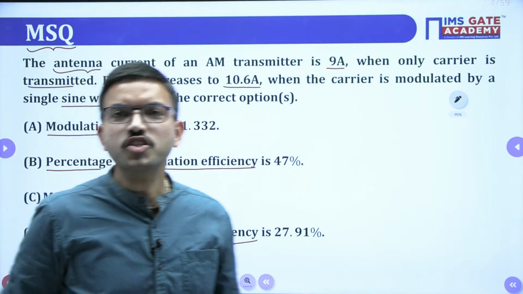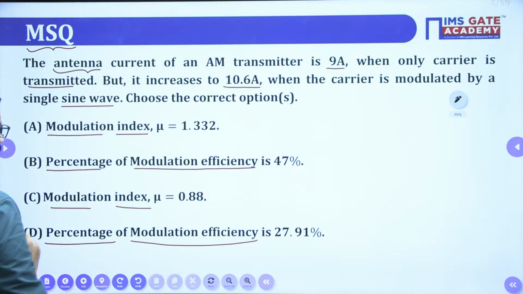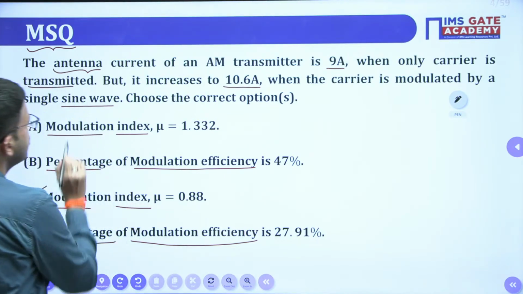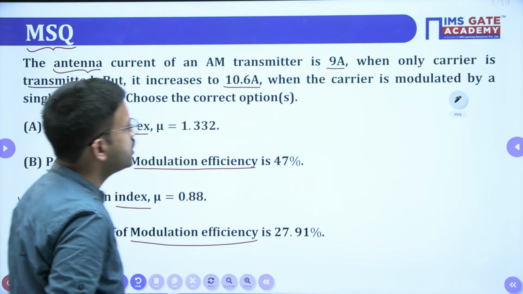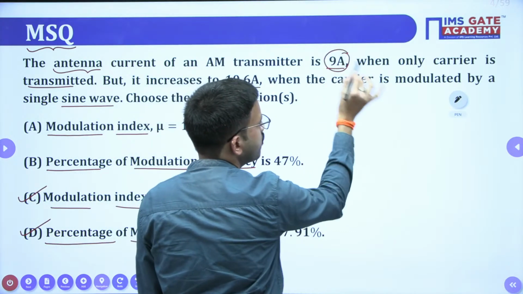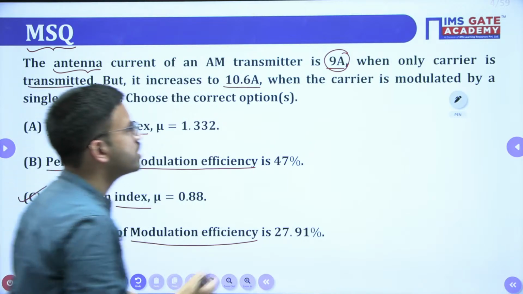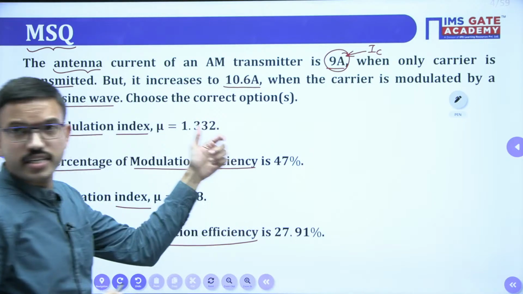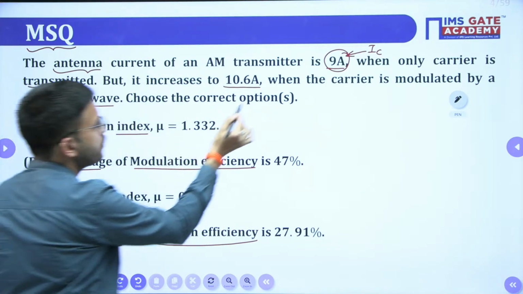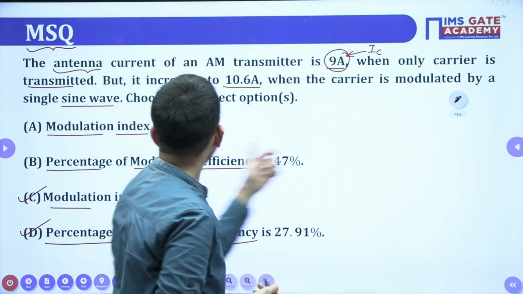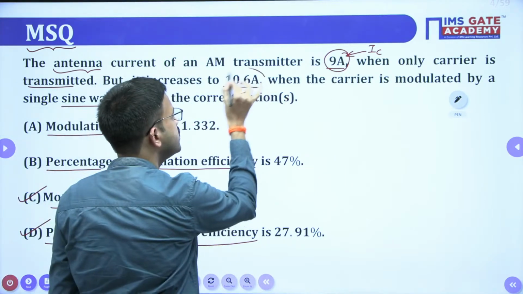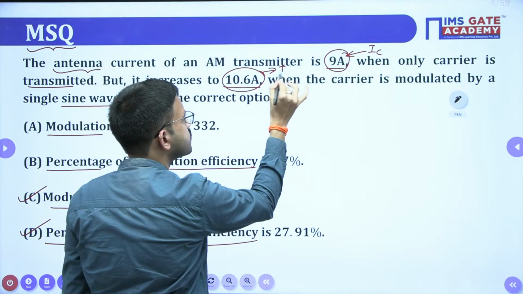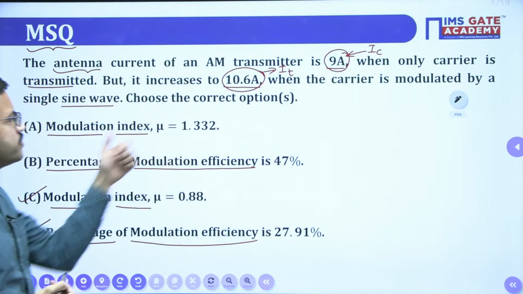Yes, very good Tushar. The correct answer for this question is that both option C and option D are correct. See here, read the question carefully. They have mentioned the antenna current of an AM transmitter is 9 ampere when only the carrier is transmitted. That means this current corresponds to IC, only the carrier current. And they have mentioned another current when the carrier is modulated by a sine wave. That means this current is nothing but IT, when the carrier is modulated by the sine signal.